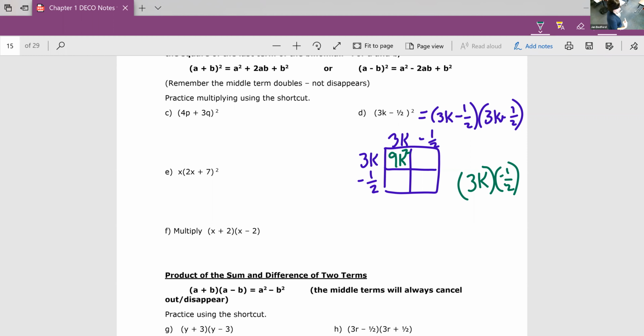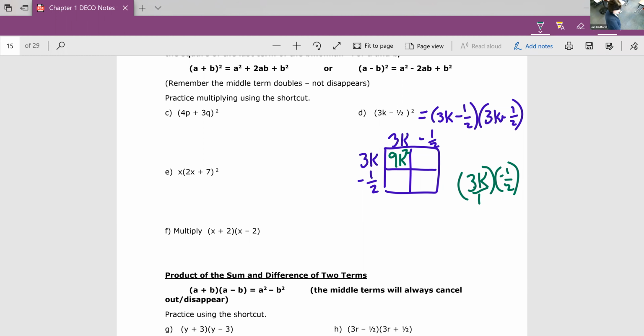So what would maybe be a good thing to do with the 3k? If I put it over 1. Now, I don't see anything that would reduce because I don't know what k is. It's a variable, and I don't have any variables on the bottom. And a 3 and a 2 don't have any common factors, so let's just multiply straight across.